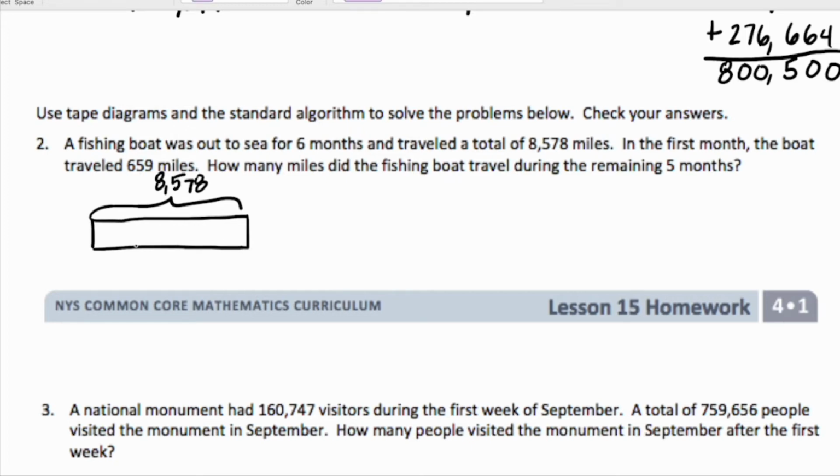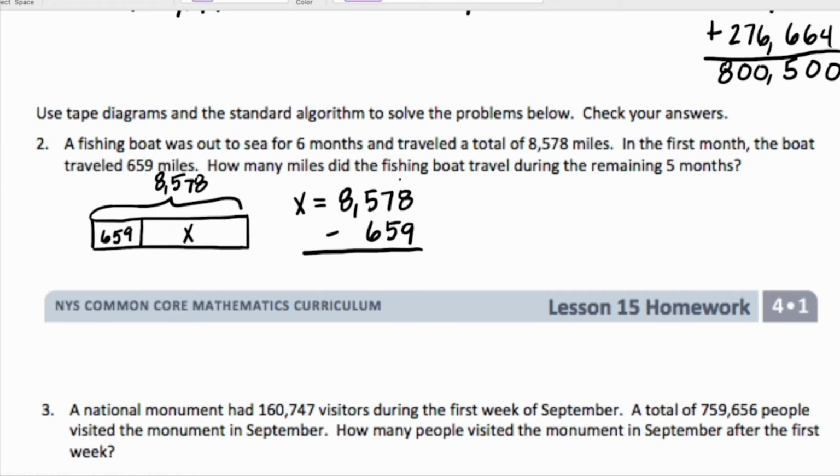They told us that in the first month, the boat traveled 659 miles. They do not tell us the remaining months. So in order to figure out the part that I don't know, I'm going to subtract the part that I do know from the total. That would be 8,578 minus 659.